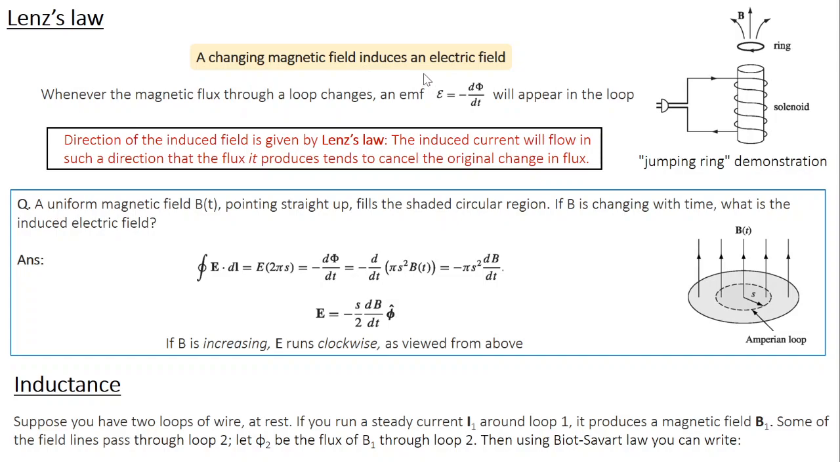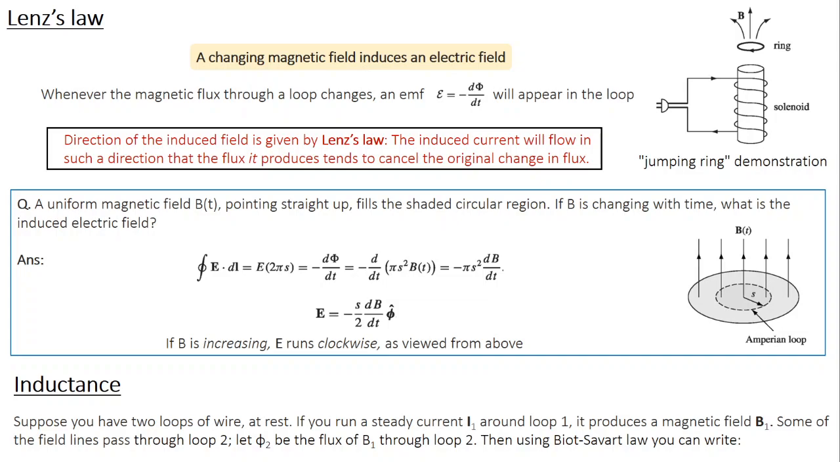The question is, what is the direction of this induced field? This is given by the famous Lenz's law. It says the induced current will flow in such a direction that the flux it produces tends to cancel the original change in flux. So if you have an increasing flux, the resultant field will try to decrease the flux. On the other hand, if you have a decreasing magnetic flux, the resultant field will try to increase the flux.